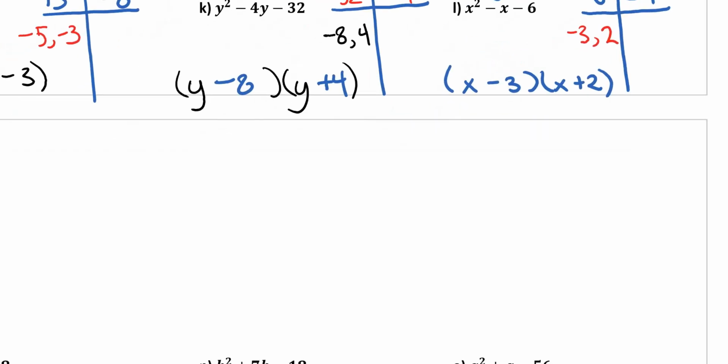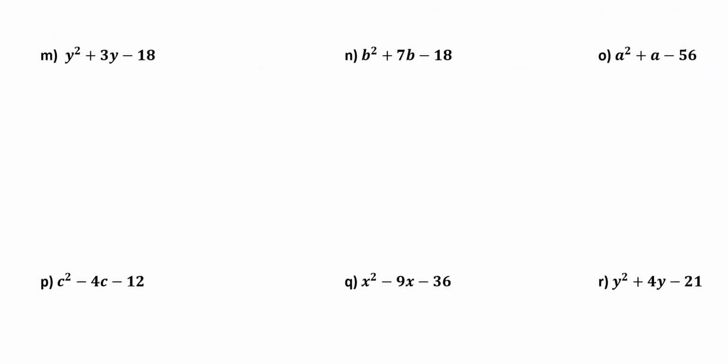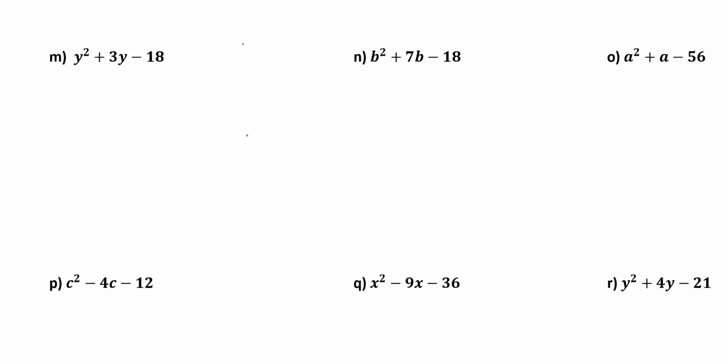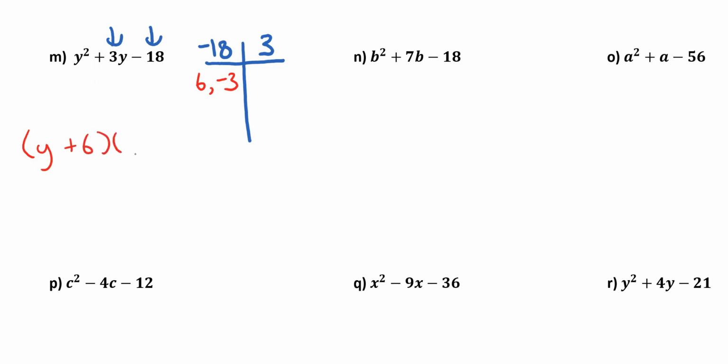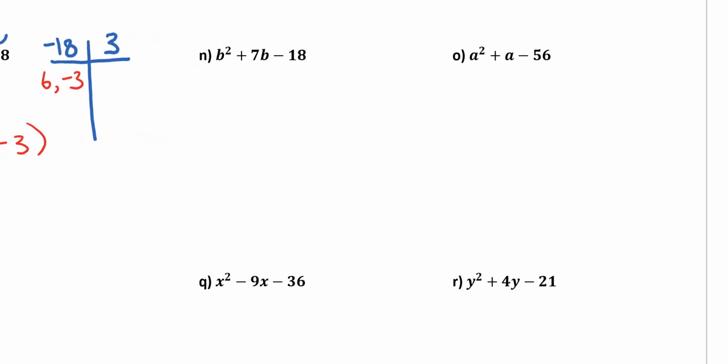So unfortunately, we still have a bunch more to go here, so I'll try my best to maybe speed up the process here, write down my tables here. This is going to be negative 18, this is going to be positive 3. Two numbers that multiply to negative 18 and add to 3 are 6 and negative 3. And that definitely works. So this would be y plus 6 and y minus 3. And that one is finished.